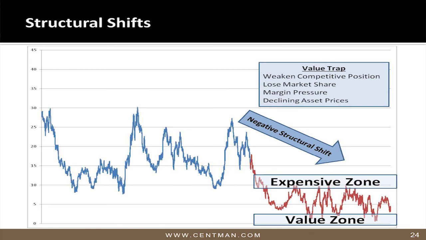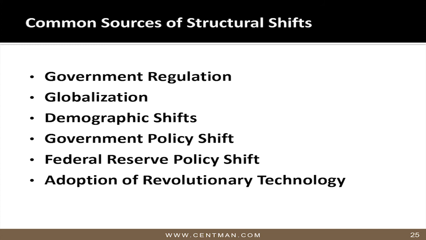When looking at the sources of structural shifts, we have found that they are generally due to a combination of several things. Government regulations is probably one of the top. Globalization, demographic shifts, government policy shifts, change in the Federal Reserve policies, and of course the adoption of revolutionary technologies. So now let's walk through 3 of the structural shifts that we see, the themes that we have identified, and we'll relate that to portfolio holdings that we have, which in total represent about 25% of the portfolios.